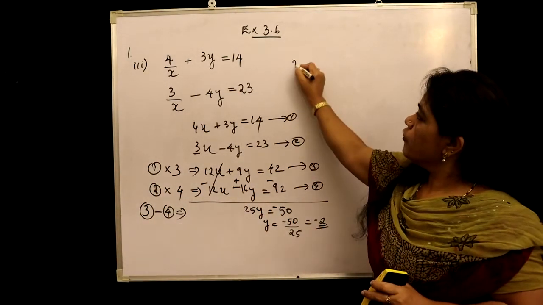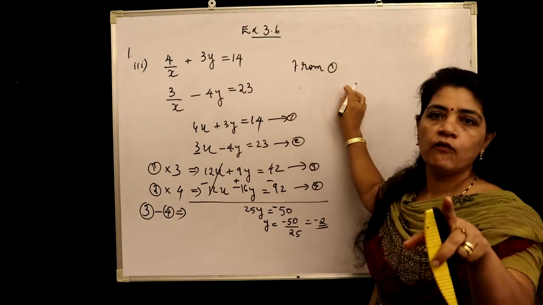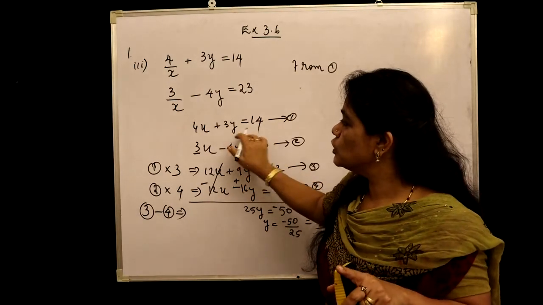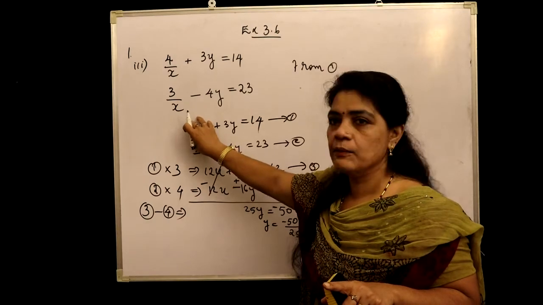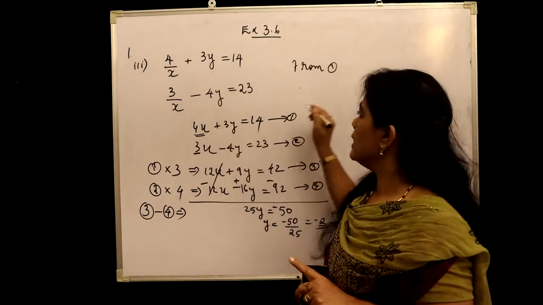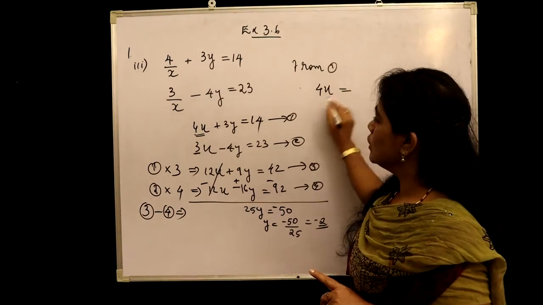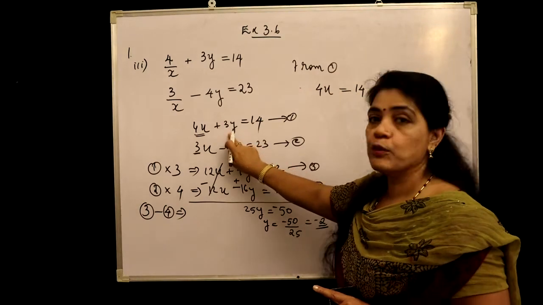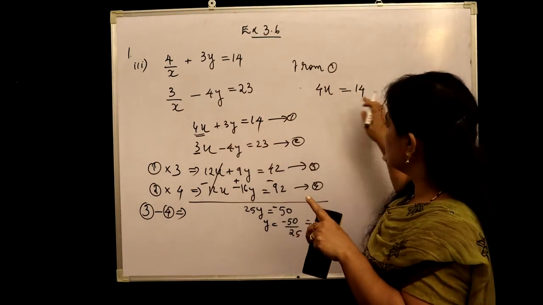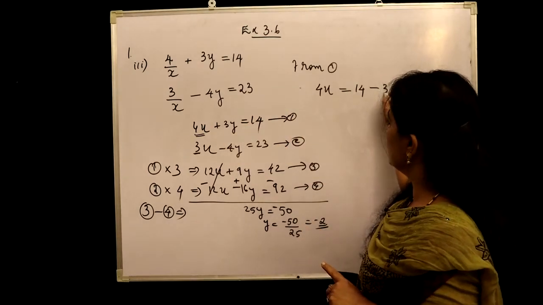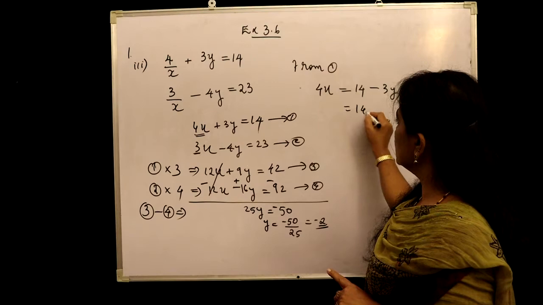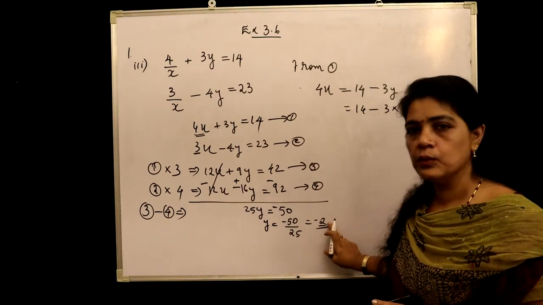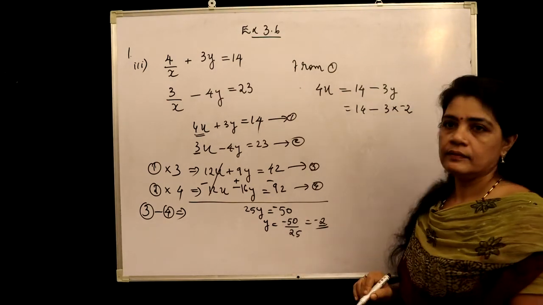So from 1, we are writing with respect to u. That equation we are going to write with respect to u, means we are keeping this u term alone in the LHS. That is 4u is equal to, this is equation number 1. So we have to write the term in the RHS first, and positive 3y. When you transfer this from LHS to RHS, this becomes negative 3y. So 14 minus 3 into, we got the value of y as negative 2. So negative 2, isn't it?